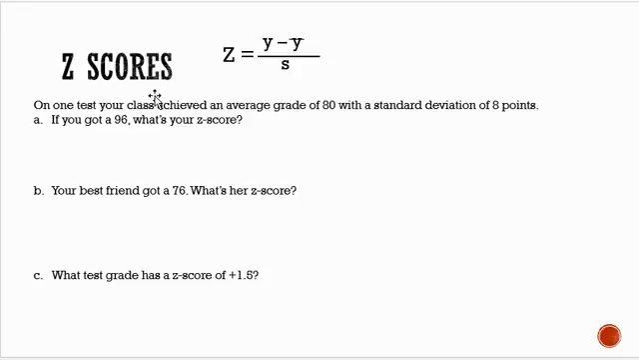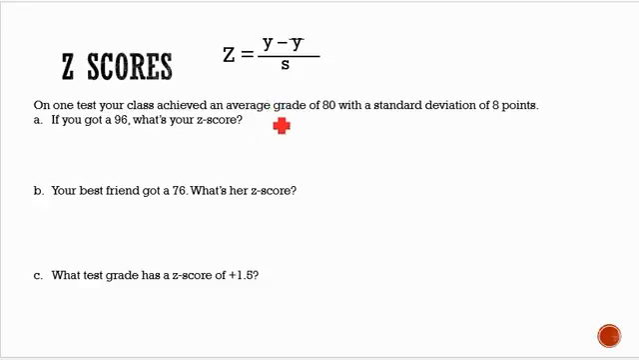So on one test, your class achieved an average grade of 80 with a standard deviation of 8 points. We're going to work on these 3 problems in order to use the z-score. If you would like to try them on your own, please pause your video and you are welcome to do so.